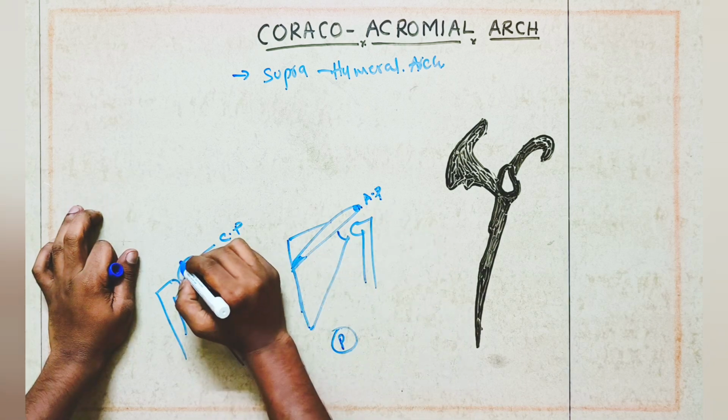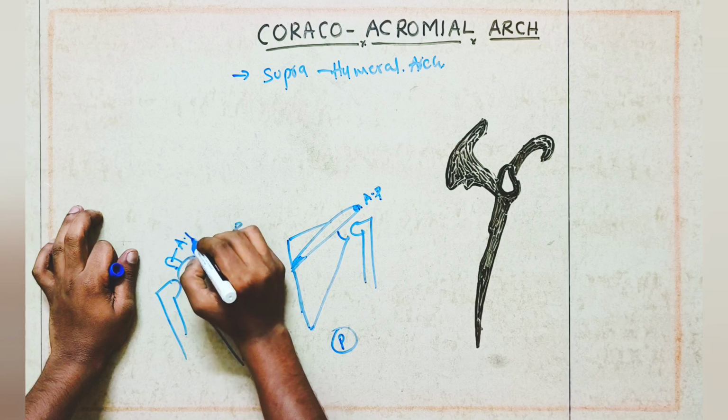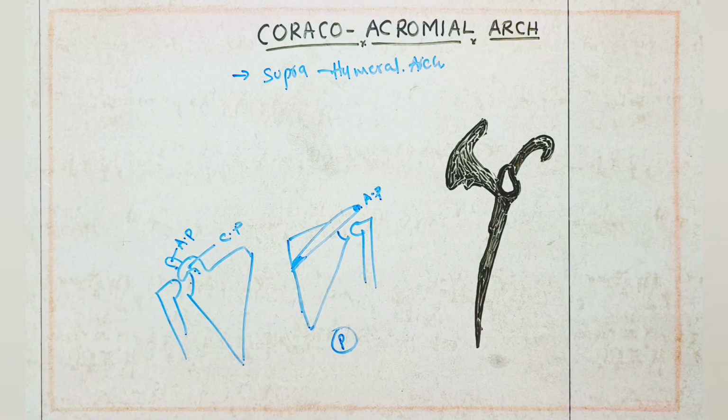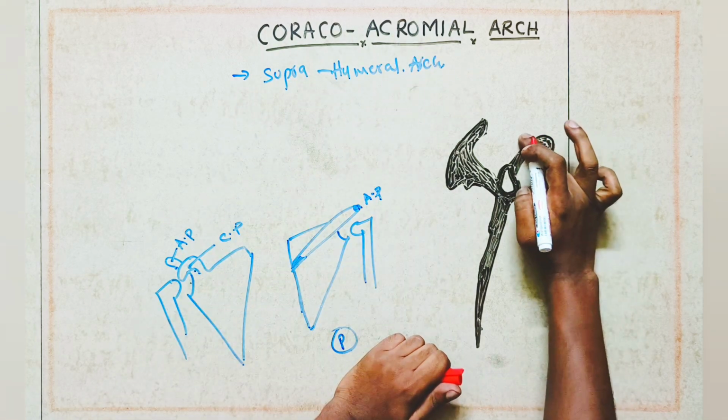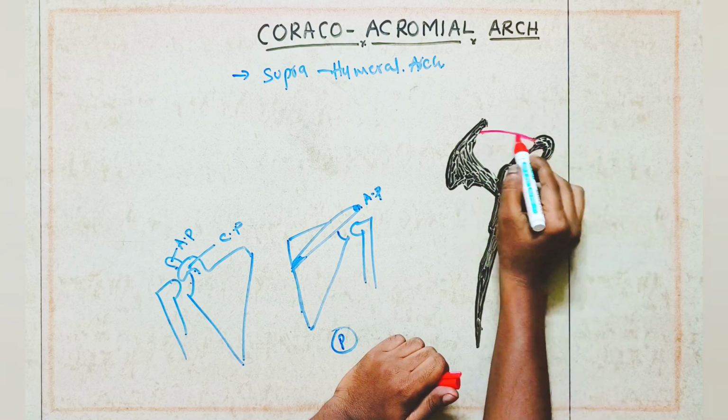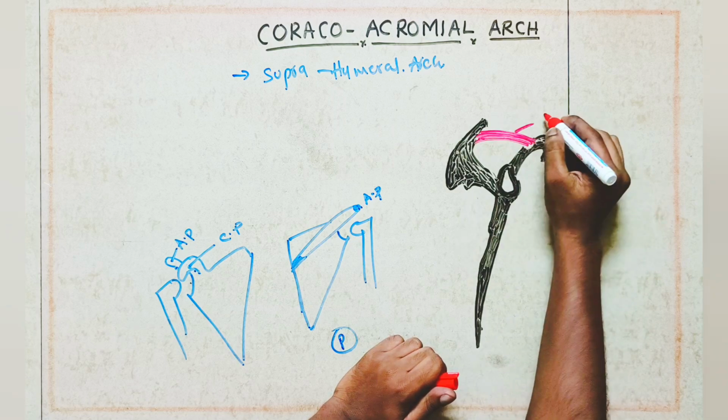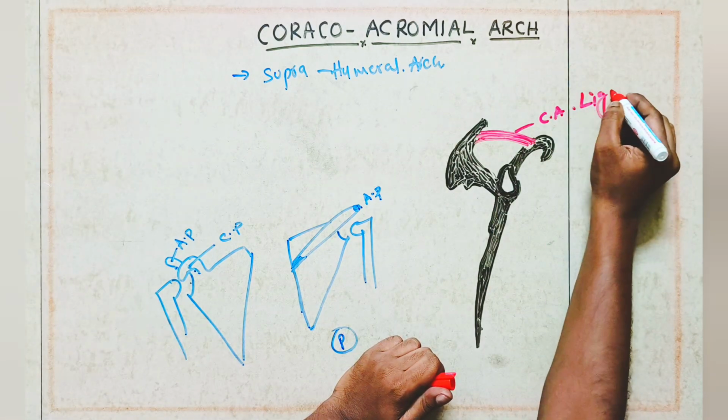The acromion which is present here will come here, that is the acromial process. In these two views, we see these points, then we see the coracoacromial arch. It is coming from the coracoid process of the scapula to the acromial process. Between these two areas, this ligament will be there. This is the coracoacromial ligament.